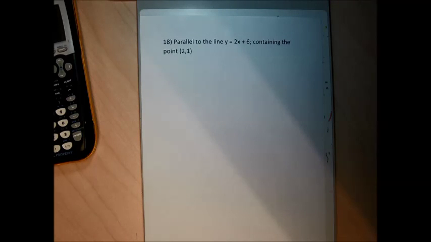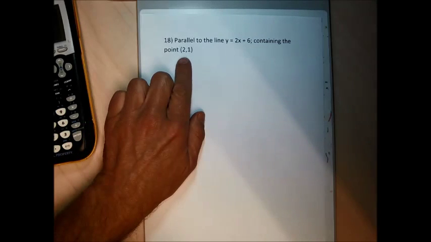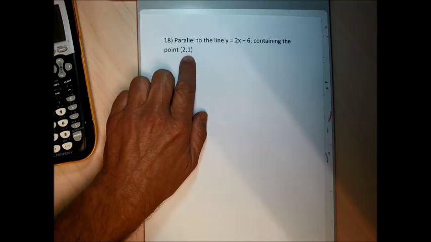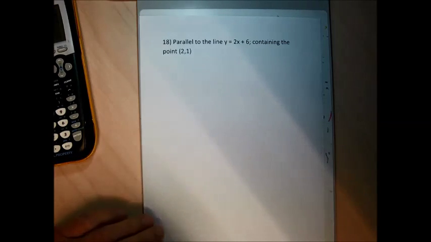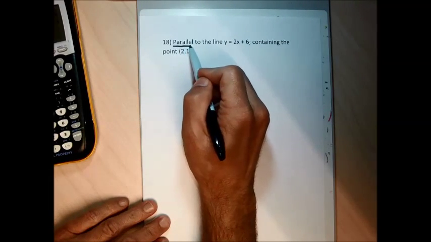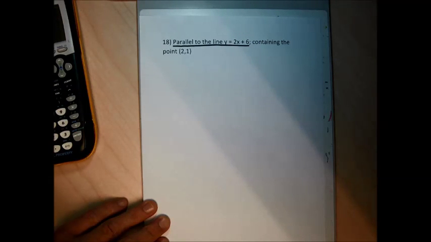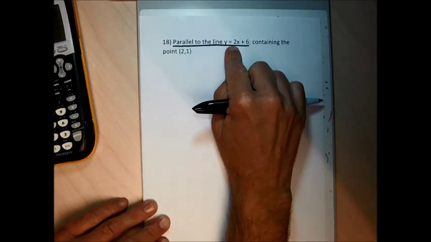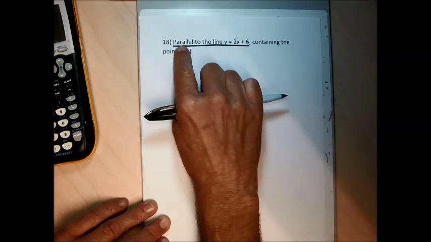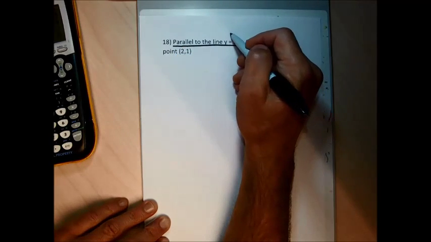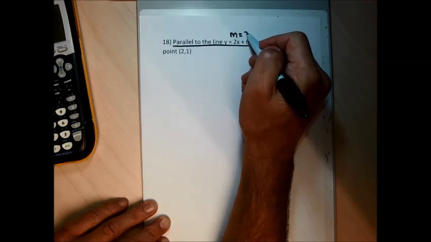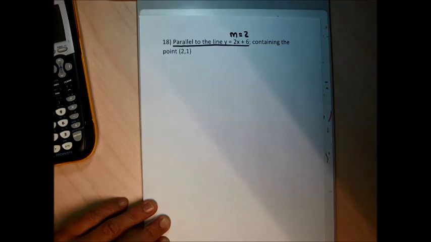All right, so in problem 18, I give you the x1 and y1. That's the point x1 equal to 2, y1 equal to 1. I don't give you the slope, but I tell you my line that I'm trying to find is parallel to the line y equals 2x plus 6. And parallel lines have exactly the same slope. This line, because it's solved for y, the number in front of the x is its slope. My line has to have the same slope as this line because it's parallel. So for my work, I'm going to use the slope of the given line as the slope of my line, which is going to be 2.